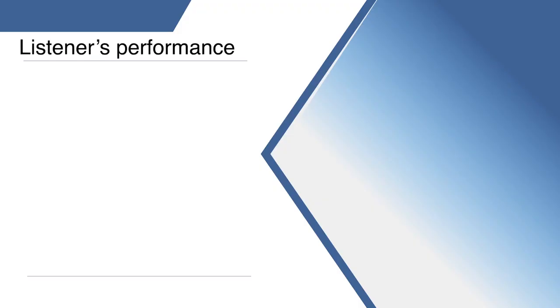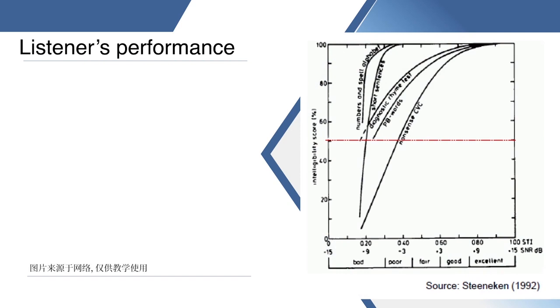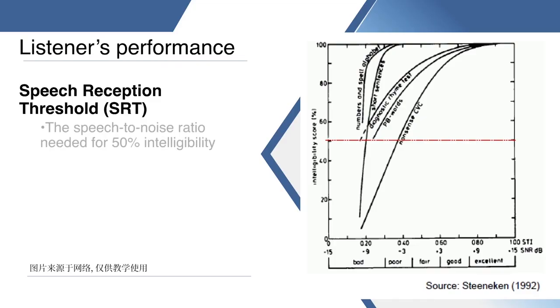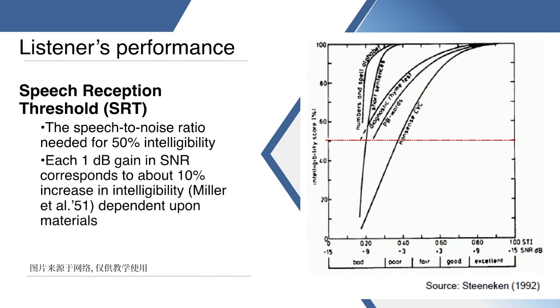How to measure listeners' performance on degraded speech? How does speech enhancement improve the performance? One way of quantifying speech perception performance in noise is to measure speech reception threshold, SRT. That is the speech-to-noise ratio needed for 50% intelligibility. Experimental results found that each 1 dB gain in SNR corresponds to about a 10% increase in intelligibility, dependent upon materials.